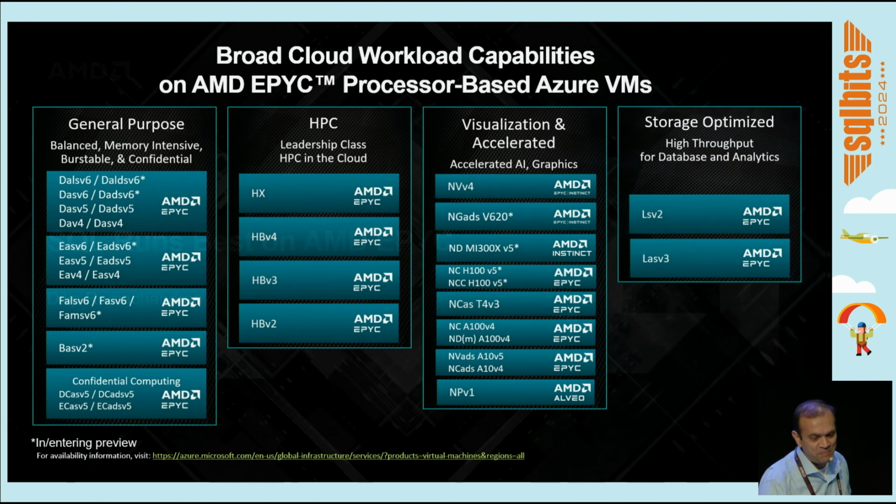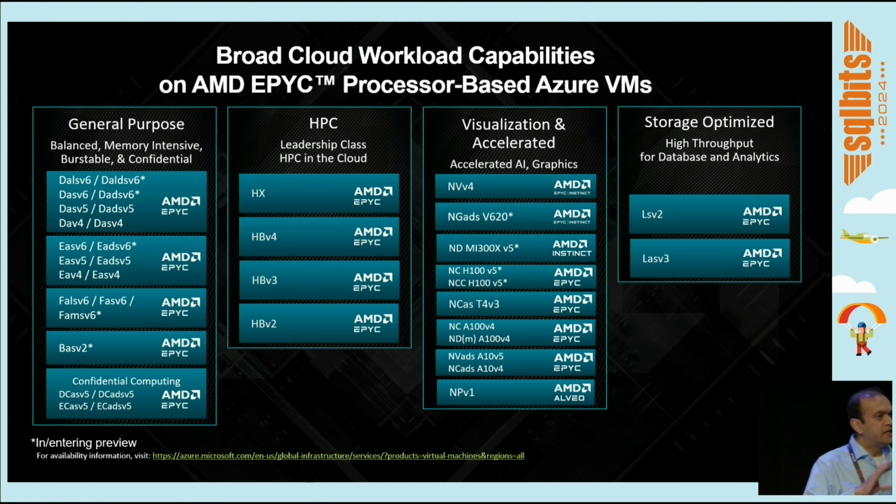So I'll first start by giving you a bit of introduction about the different types of instances that are running on AMD-based hardware. You can see here on the left-hand side is what's most commonly used, the general purpose instances, the D, E, and the Fs as well. And at the bottom, you see something very interesting, confidential computing.